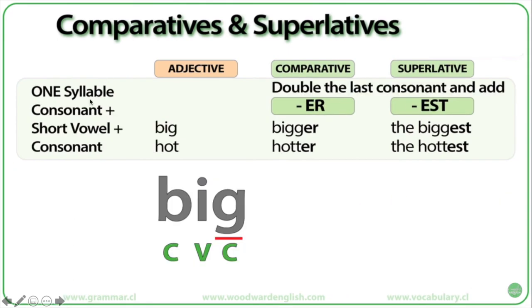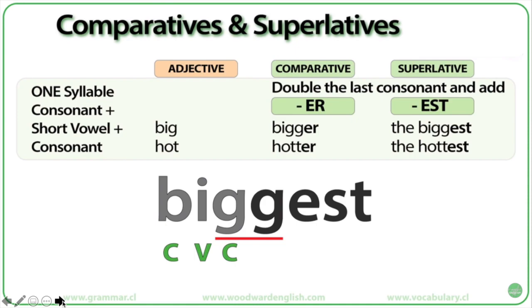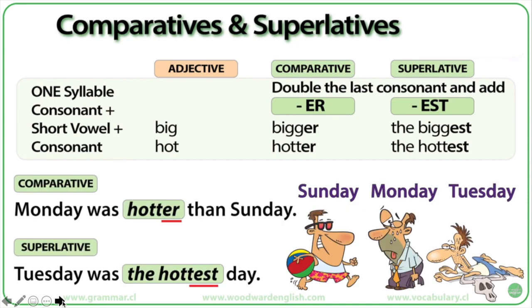All right, what happens if we have one syllable with consonant, short vowel, and consonant? For example, big or hot. We have consonant, vowel, consonant. We double the last consonant and add ER for comparatives or EST for superlatives. So big becomes bigger than and hot becomes hotter than. For the superlatives, we say the biggest and the hottest. We have double T, double G.